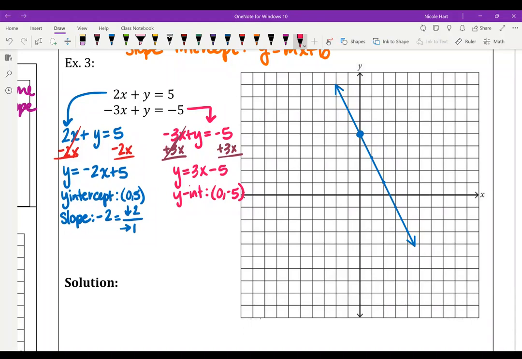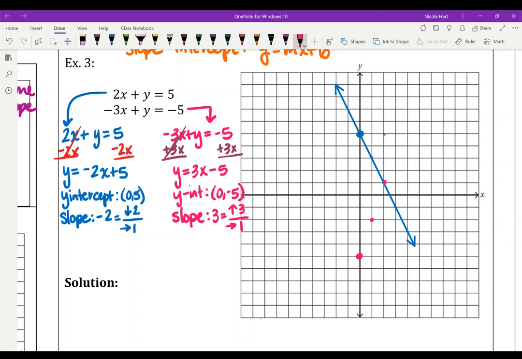And our slope is 3, which when we're graphing means we go up 3 and to the right 1. So I'm going to plot my point at (0, negative 5). 1, 2, 3, 4, 5. And then go up 3, 1, 2, 3, and to the right 1. Up 3, 1, 2, 3, and to the right 1.